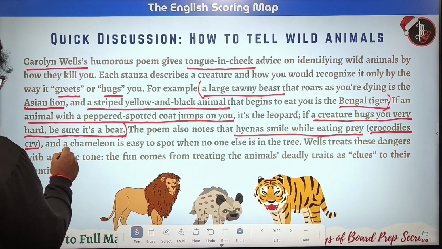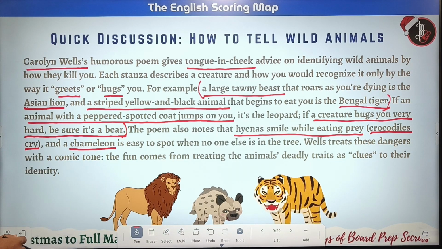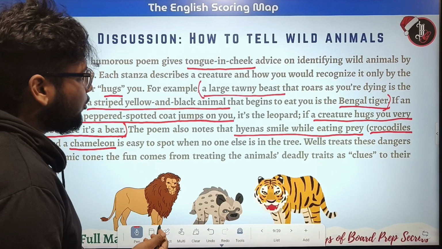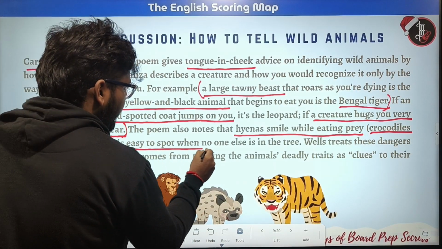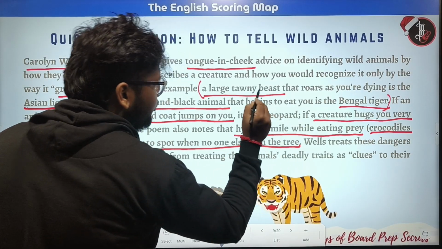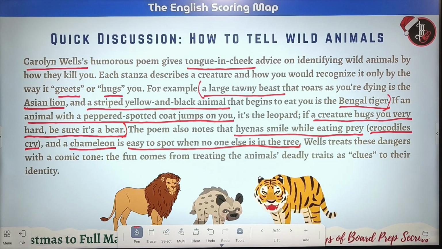And a chameleon, we all know what a chameleon is. The chameleon is easy to spot when no one else is in the tree.